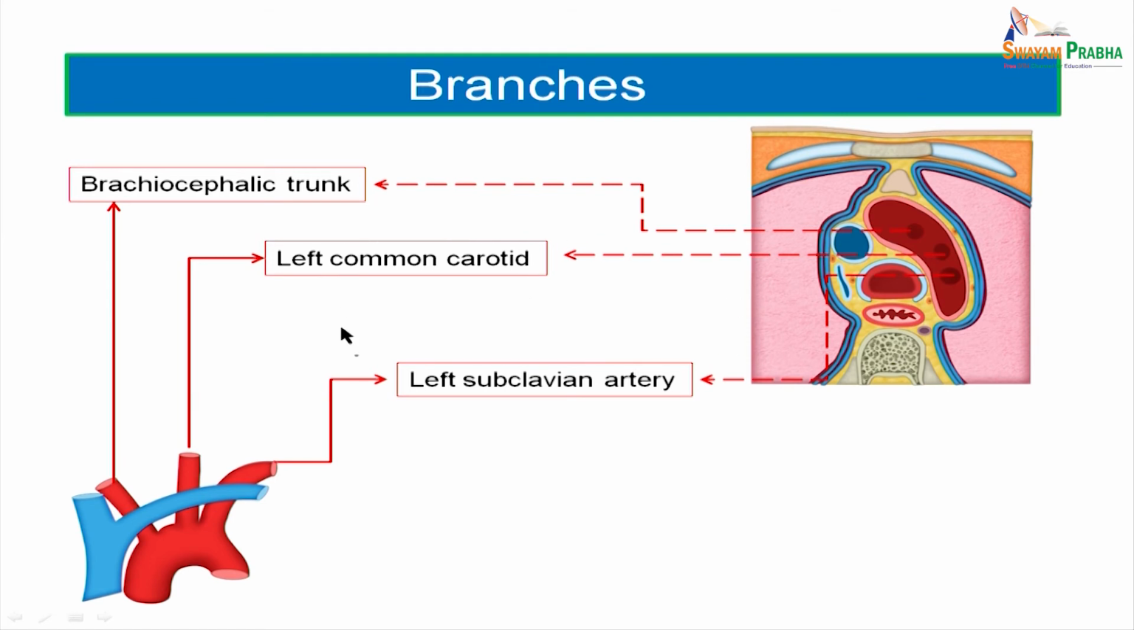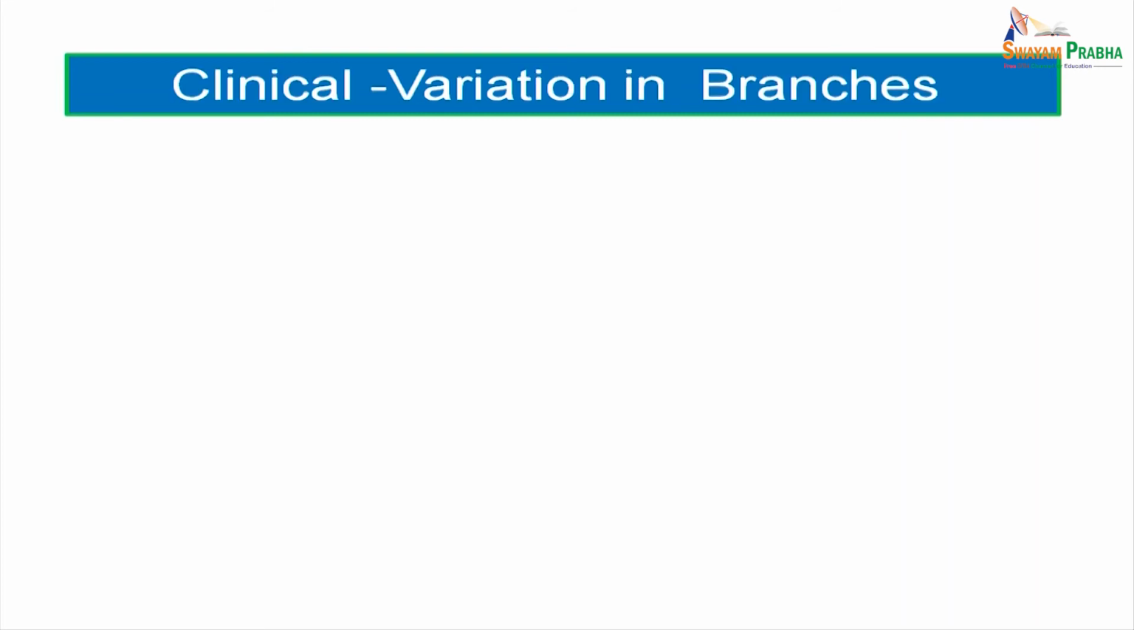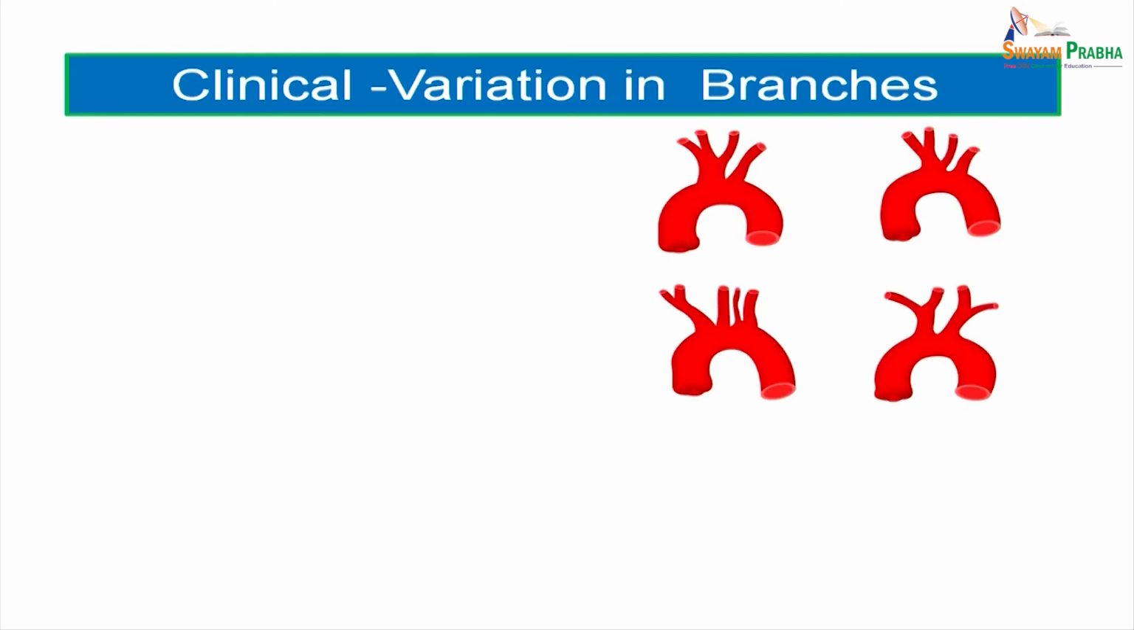These are the three primary branches of the arch of aorta, but we come across innumerable variations in the branching pattern of the arch of aorta. This is the first and foremost clinical branching pattern. Here we see the left common carotid which arises from the brachiocephalic trunk instead of the arch of aorta. This also shows the same thing. One is a proximal attachment and the other is the distal attachment of the left common carotid from the brachiocephalic trunk. So, there are two branches here from the arch of aorta.